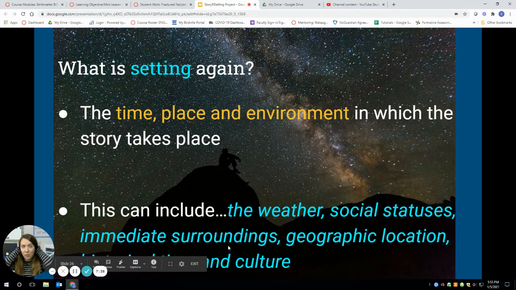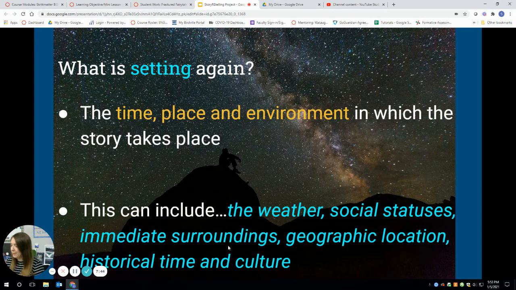So for example, let's see, the story of Moana, the setting is huge. It spans the islands, it spans the ocean, it spans Te Fiti's home.